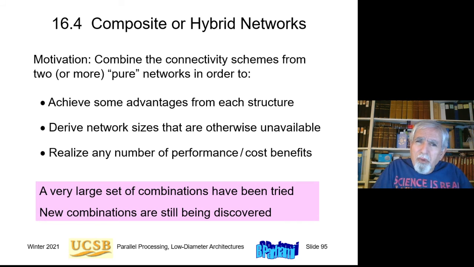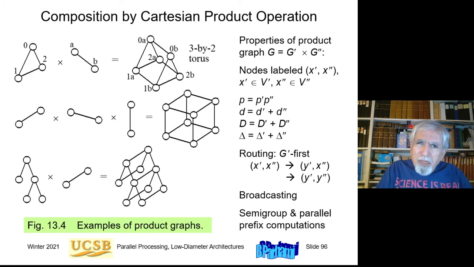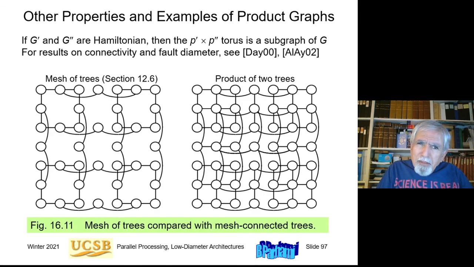Okay, we can design composite or hybrid networks. Basically, you can take 2 architectures and combine them in some way. So composition can be done by the product operation that we have seen before. So you can take 2 networks, in this case 2 very simple networks, and multiply them to get another network. So that's a composite network derived from the 2 simpler networks. Okay, so let me skip this one too.